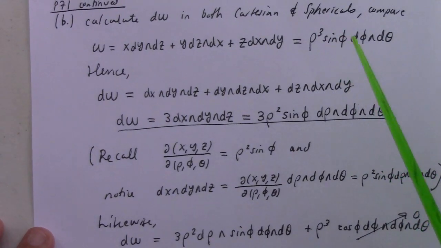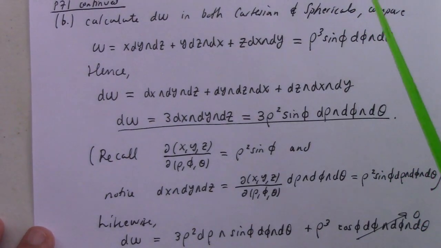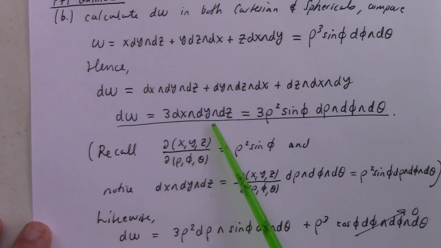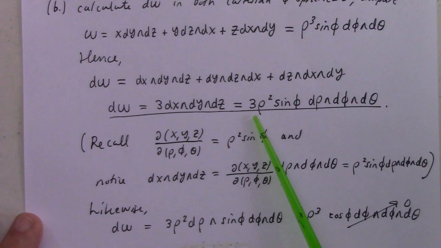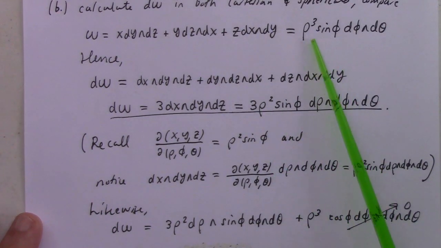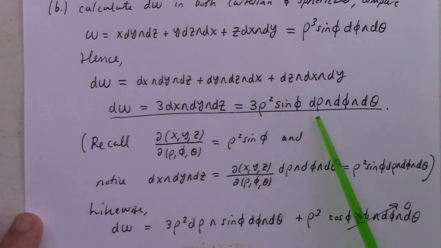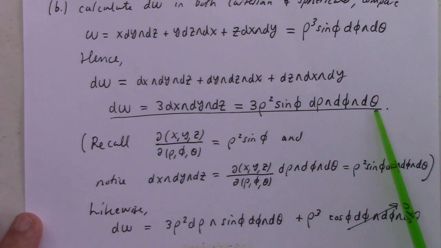And we're supposed to then calculate d omega both in Cartesians and sphericals. Now in Cartesians, it's pretty obvious. It's just 3 dx wedge dy wedge dz. And in the sphericals, if you just differentiate the formula we found before in sphericals, that just gives you 3 rho squared sine phi d rho wedge d phi wedge d theta.